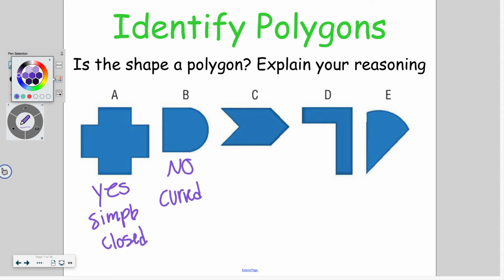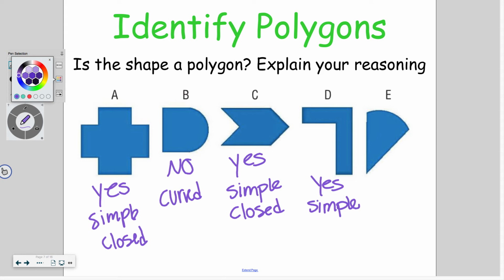Next, we've got C. Again, this is going to be yes, because it is simple and closed, no gaps and no overlaps. Same thing happens with D. Yes, it is simple and closed. And then for part E, the answer is no, again because of the curve.